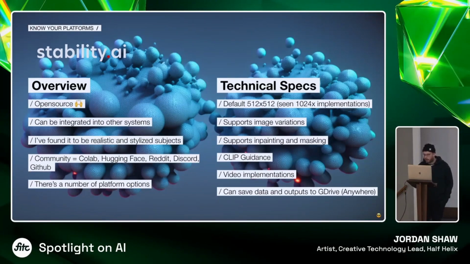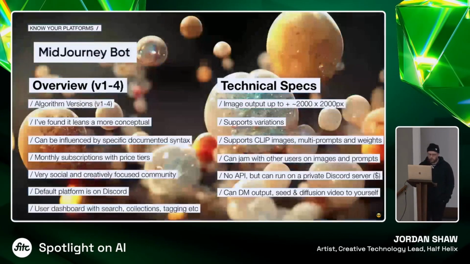There's a huge community with Stable Diffusion that exists around Discord, GitHub, Google Colab, and Hugging Face. And then you have more options for saving data and output. Because it's open source, you can run it locally or on your servers, and you have a bit more control. And that takes us to Midjourney. So looking at what the system requirements are for versions 1 through 4.